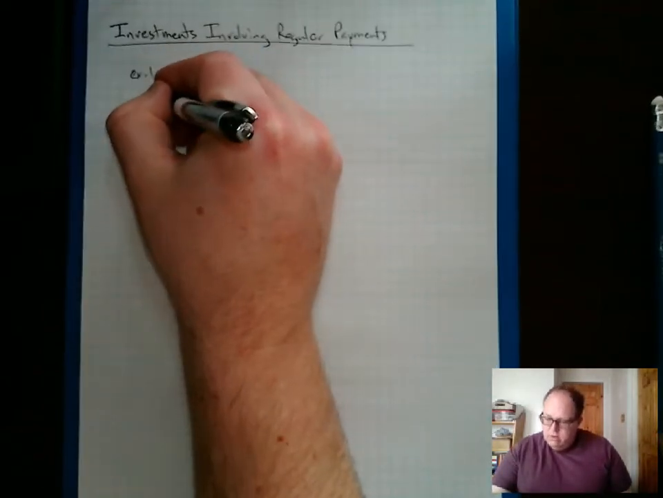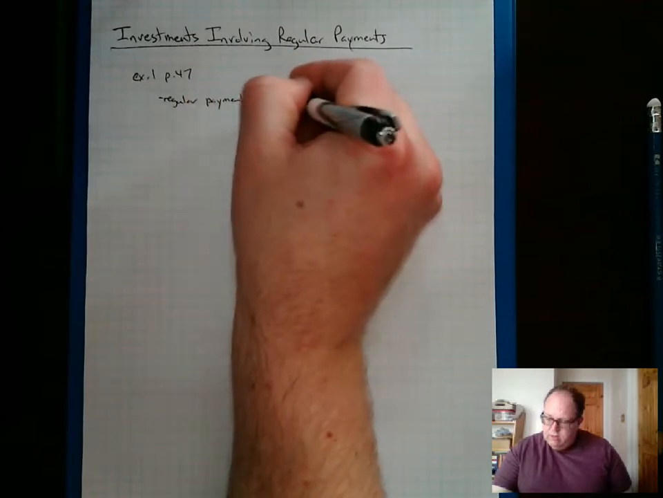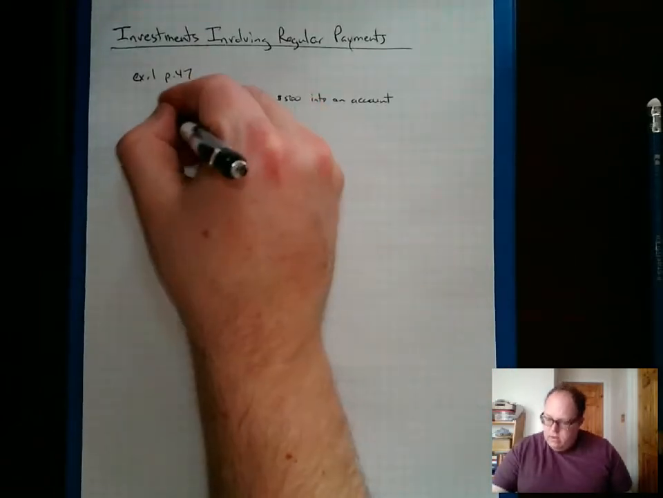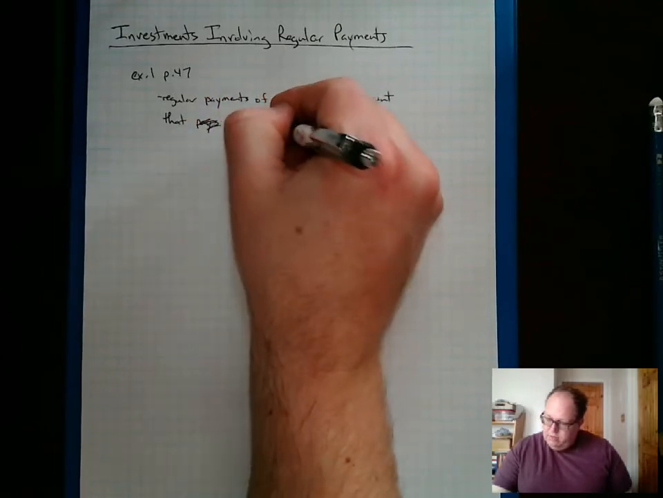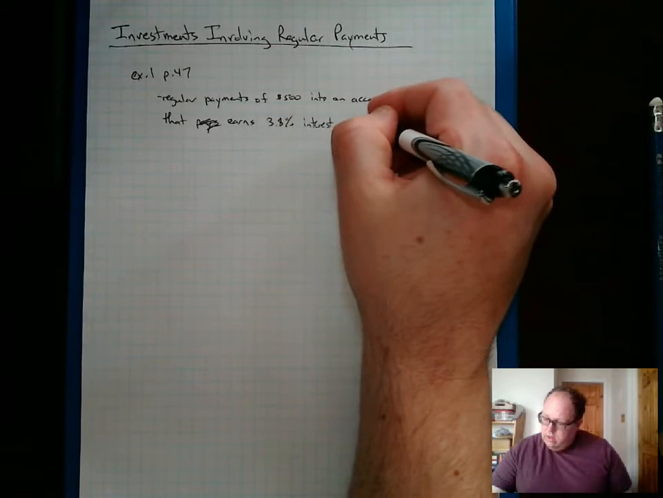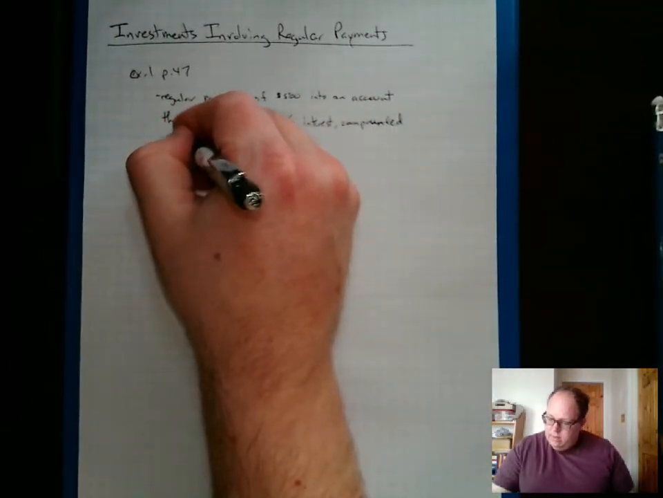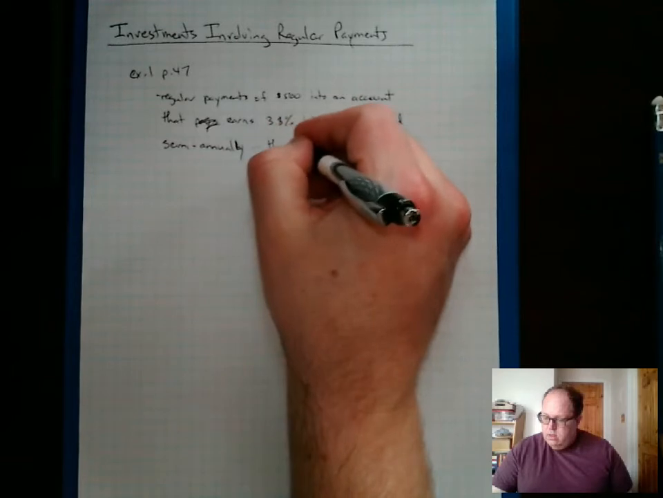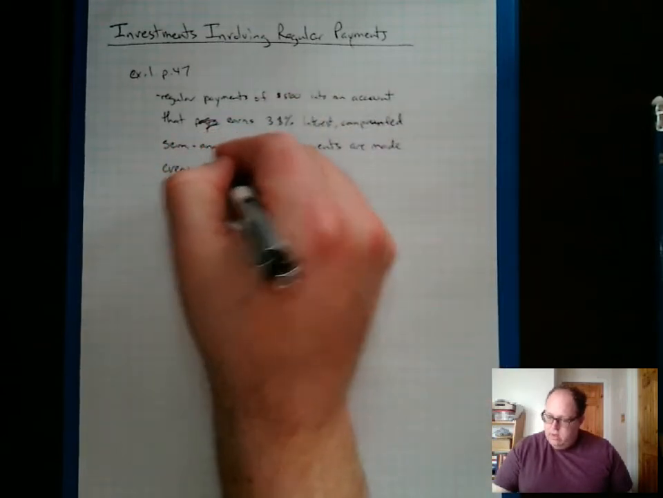So this is regular payments of $500 into an account that earns 3.8% interest compounded semi-annually. The payments are made every 6 months.